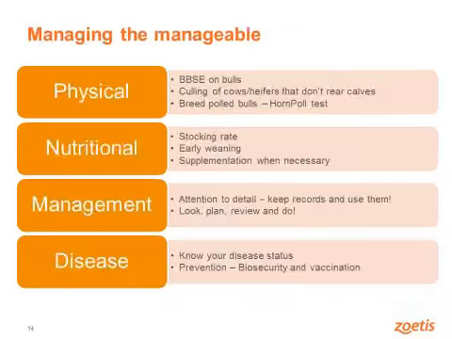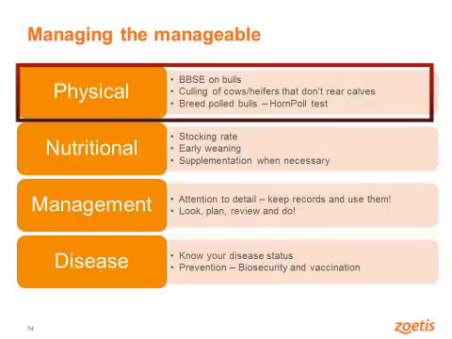The next thing I want to talk about is managing the manageable. There are a lot of things that can potentially cause production losses in our production systems, some of which we have no control over. However, there are a range of things that we can easily manage. So we're going to group these into a number of different management groups. So physical problems include making sure that your bulls are reproductively sound, so conducting a bull breeding soundness examination on bulls prior to mating, ensuring that you're only using bulls that are reproductively sound.